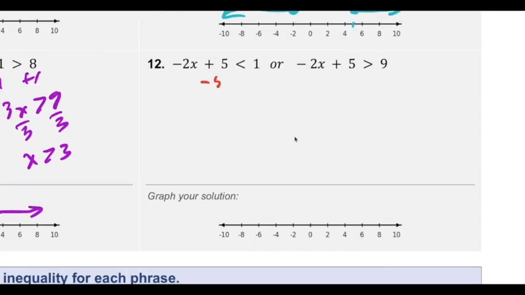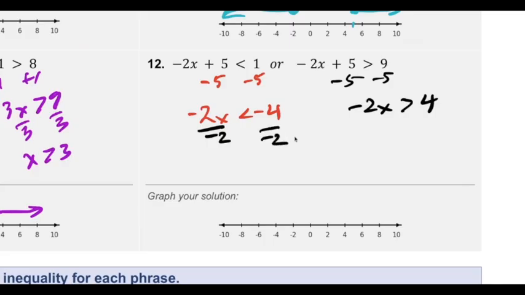So over here, let's solve this one. We're going to subtract 5, -2x is less than -4. Over here, -5, -5. -2x is greater than 4. Then we're going to solve each one. So I'm going to divide this by -2. Now here, this time we're actually dividing by a negative. So we have to flip the inequality. So x is greater than 2.